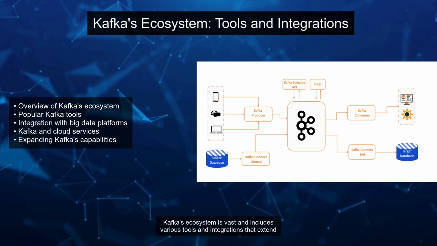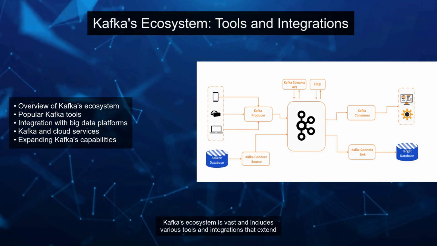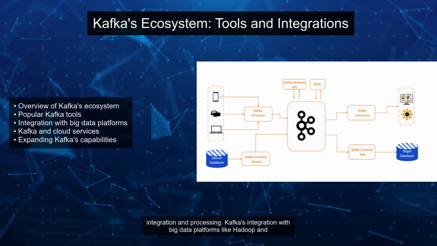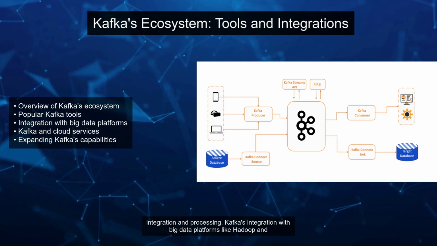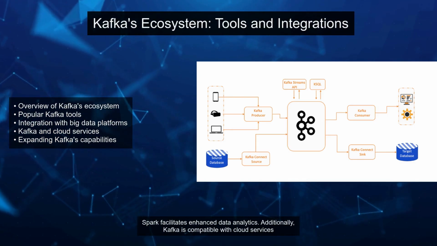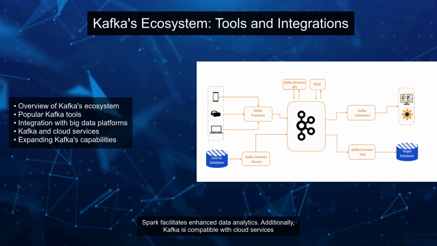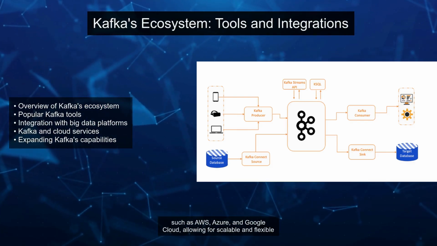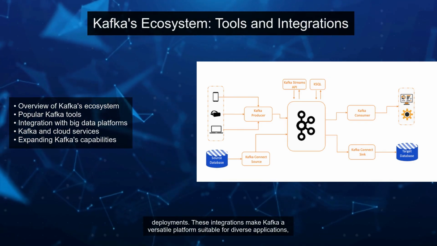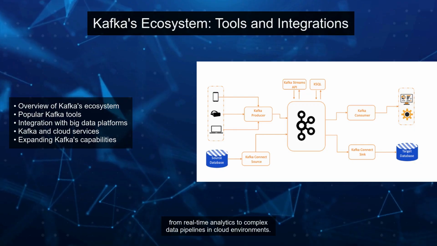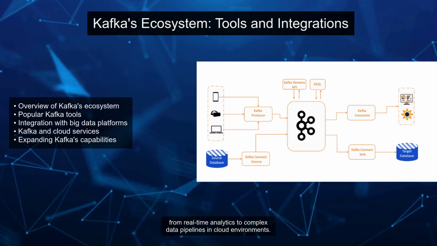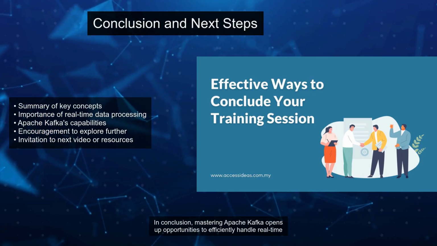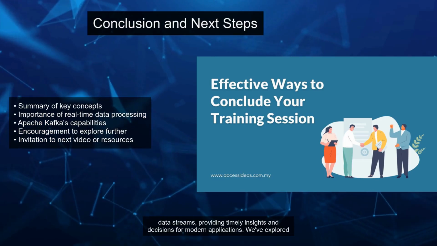Kafka's ecosystem is vast and includes various tools and integrations that extend its capabilities. Popular tools like Kafka Connect and Kafka Streams enable data integration and processing. Kafka's integration with big data platforms like Hadoop and Spark facilitates enhanced data analytics. Additionally, Kafka is compatible with cloud services such as AWS, Azure, and Google Cloud, allowing for scalable and flexible deployments. These integrations make Kafka a versatile platform suitable for diverse applications, from real-time analytics to complex data pipelines in cloud environments.